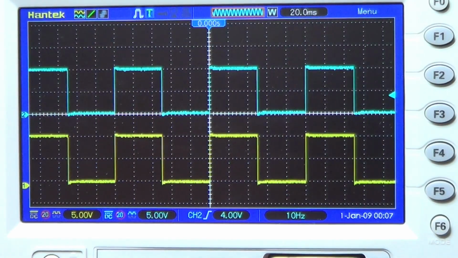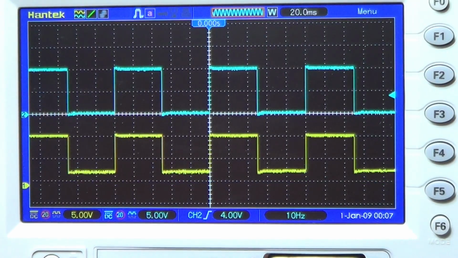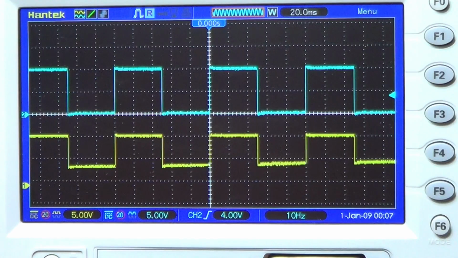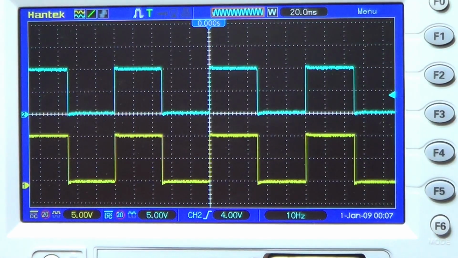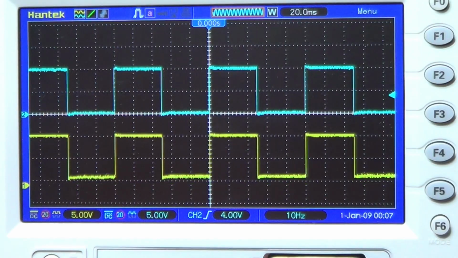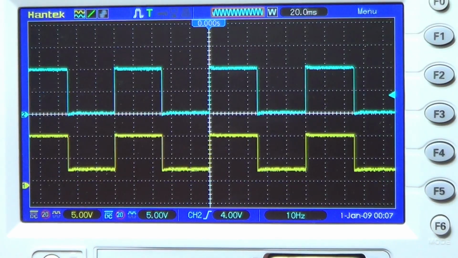Let's now add some offset. And the minimum value of the output is now increasing. Actually, it is the whole output that is increasing, but since we have a square wave that has already the maximum possible level, the upper part of the output is not changing.